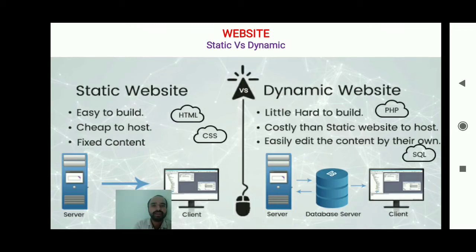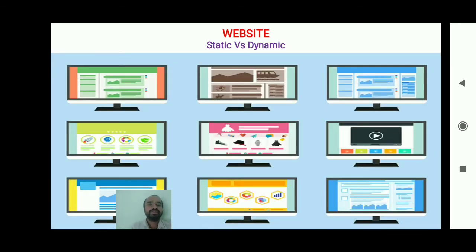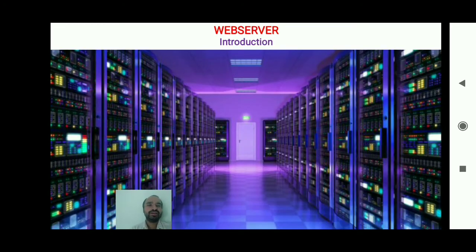See that scenario: in case of static, the server is directly connected to the client, while in case of dynamic, the server is connected to the client through the database server. Means if the client is changing some data, it is updated in the database. If the server changes some data or provides some facilities, it is updated in the database. Next, see that scenario where the different types of web pages are given for a static or a dynamic website. Then the next topic, which is very interesting, is the web server.